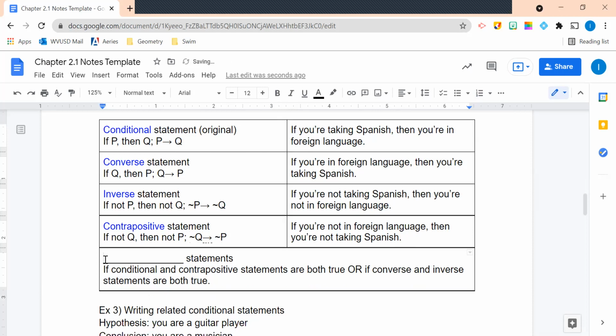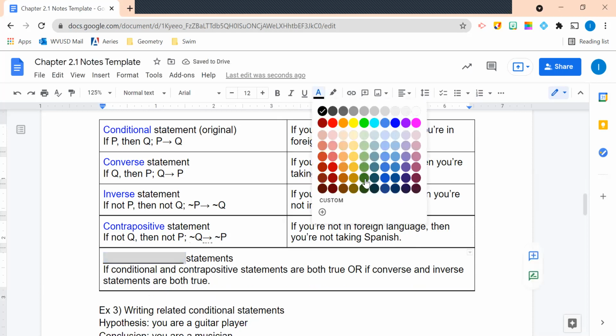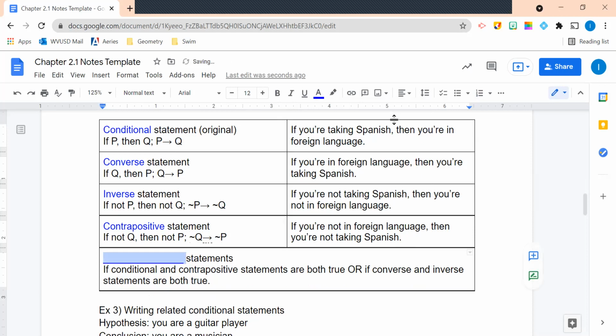The last term to know for this section is equivalent statements, which basically says that if the conditional and contrapositive statements are both true, or the converse and inverse statements are both true, then they are equivalent statements.